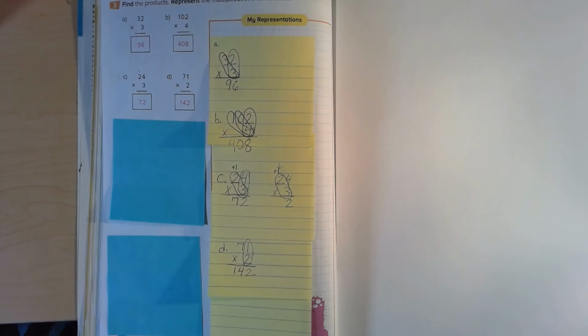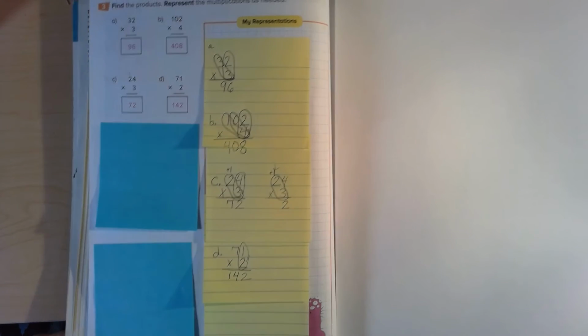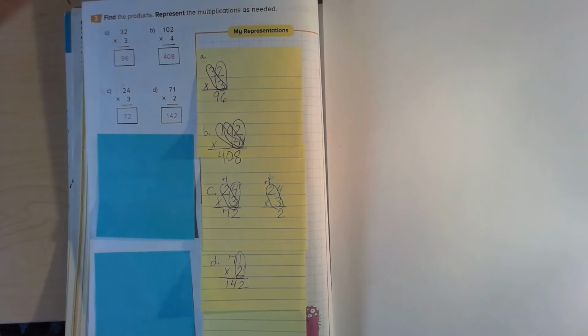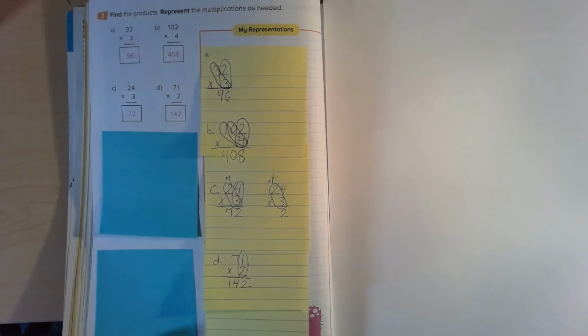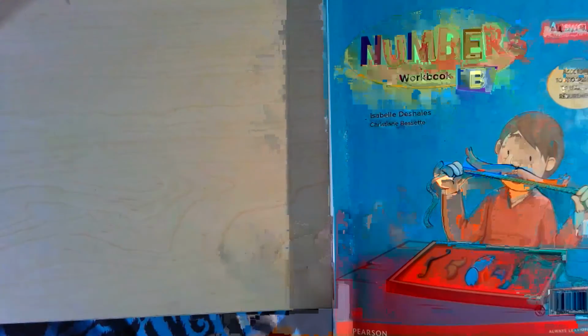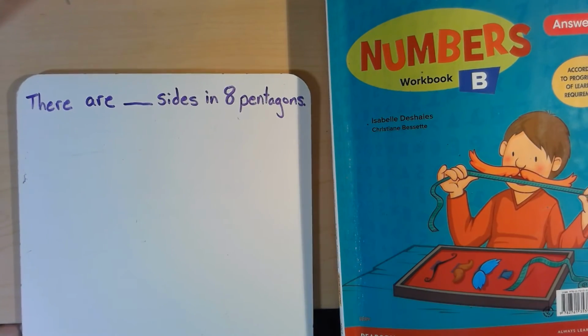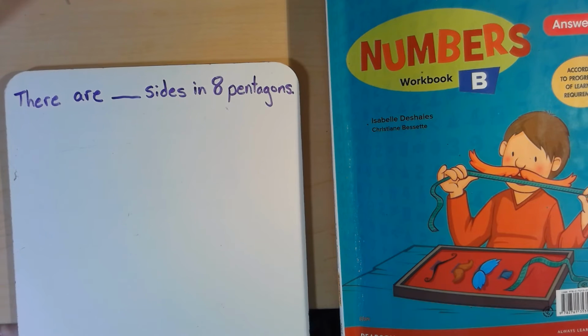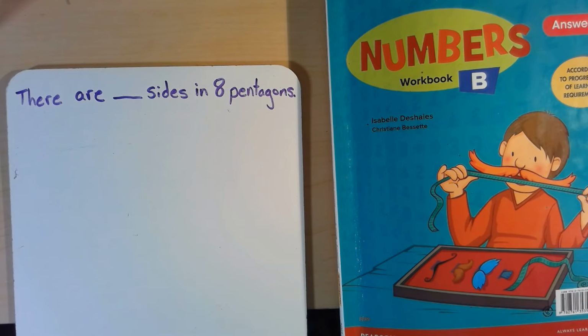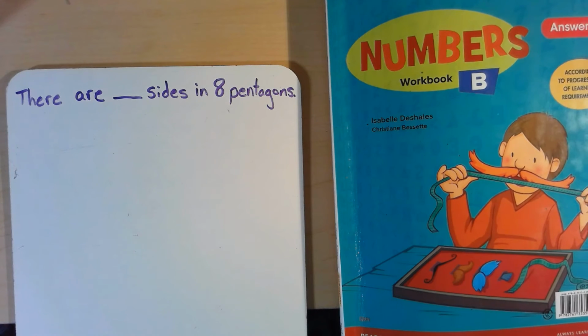And that's how you do multiplication. I want to see if you can do 2 word problems. Let's try this. Okay, let's start with this one. There are blank sides in 8 pentagons. How many sides are in 8 pentagons?